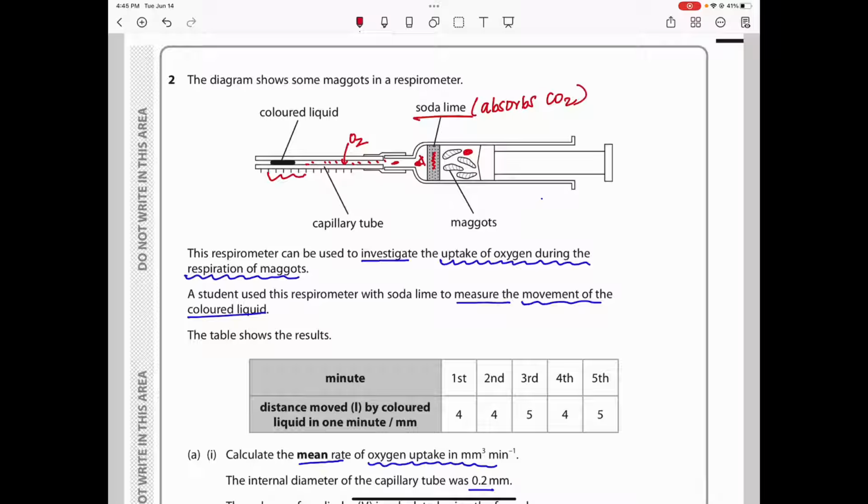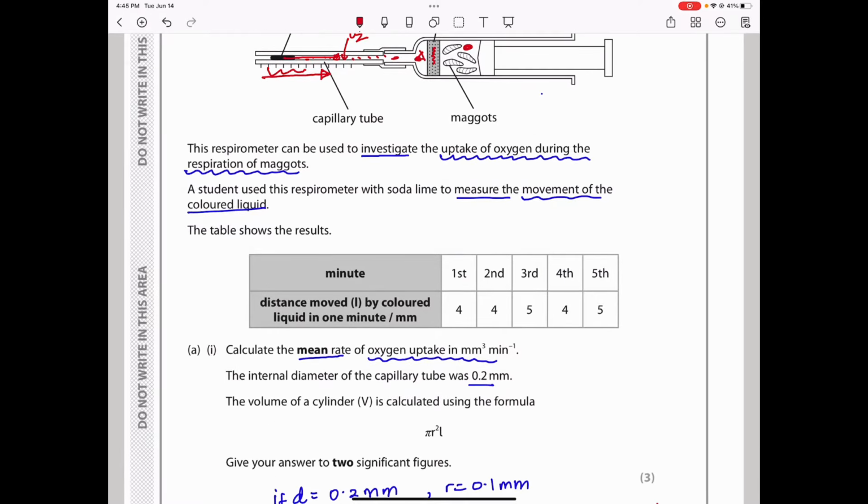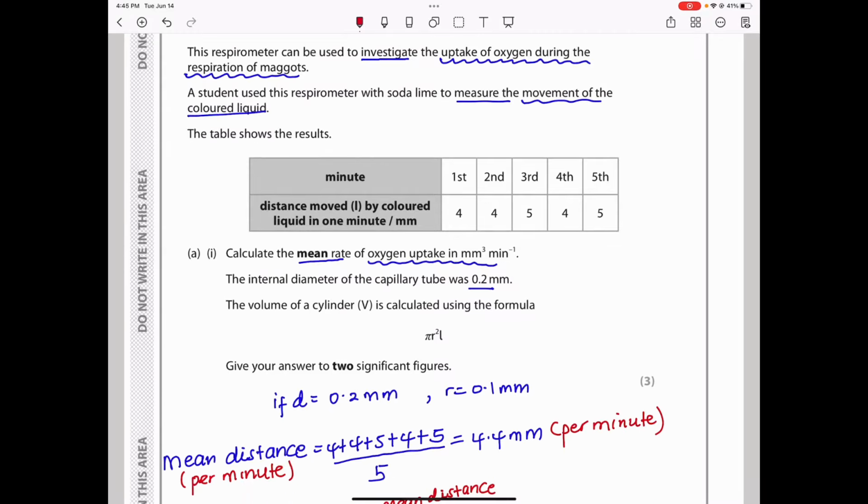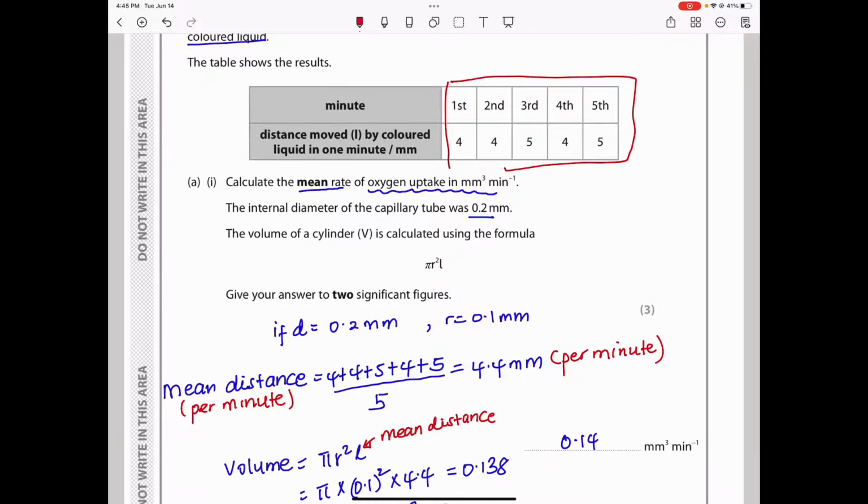As the organisms are respiring, the colored solution is going to move this side because oxygen is being used up. So the liquid is going to move towards this side. So we can use a specific formula and find the volume of oxygen used up. They say this respirometer can be used to investigate the uptake of oxygen during the respiration of maggots. A student used this respirometer with soda lime to measure the movement of the colored liquid. The table shows the results. Here we have the time in minutes as well as the distance moved by the colored liquid. So the first question says calculate the mean rate of oxygen uptake.